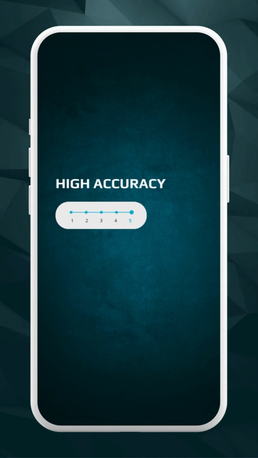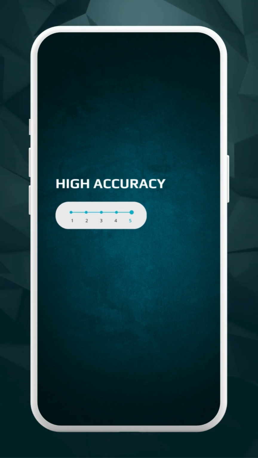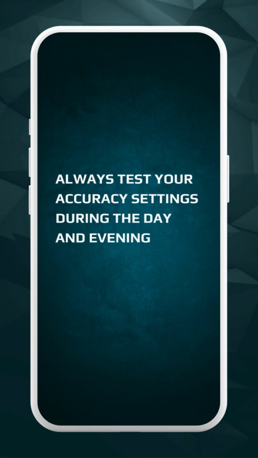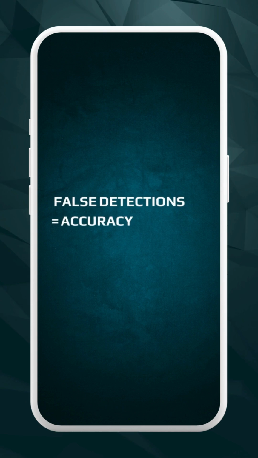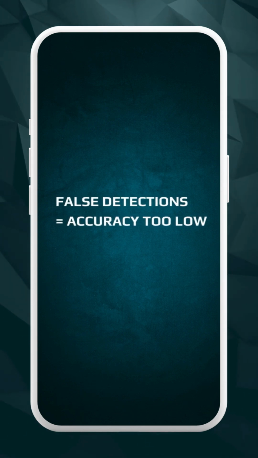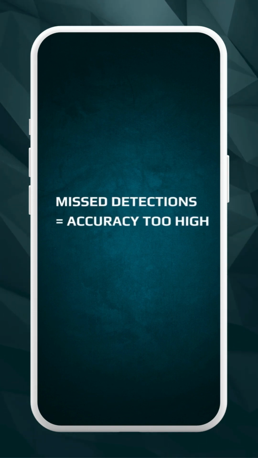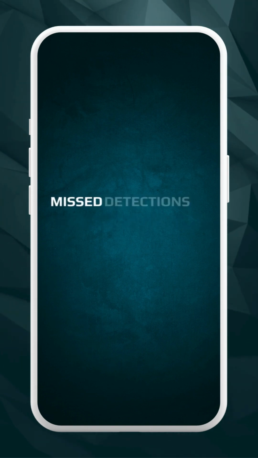Higher accuracy settings are only applicable to environments where SPOTBOT might regard certain objects as detections, when in reality, they are not. Be sure to test detections during the day and evening to determine your SPOTBOT's optimal detection accuracy setting. If you're receiving false alarms, your detection accuracy is too low. If you're not receiving alarms when you should, your detection accuracy is too high.